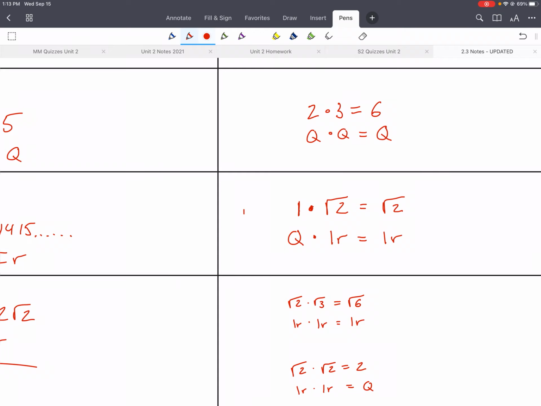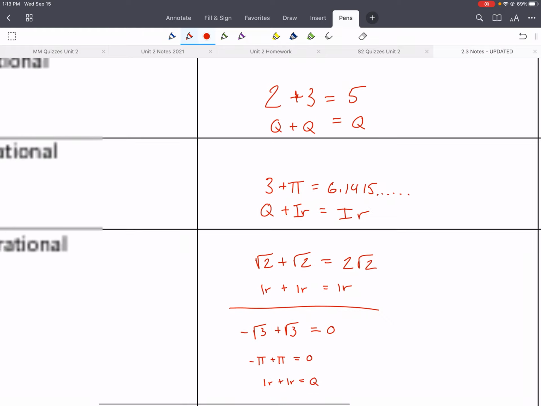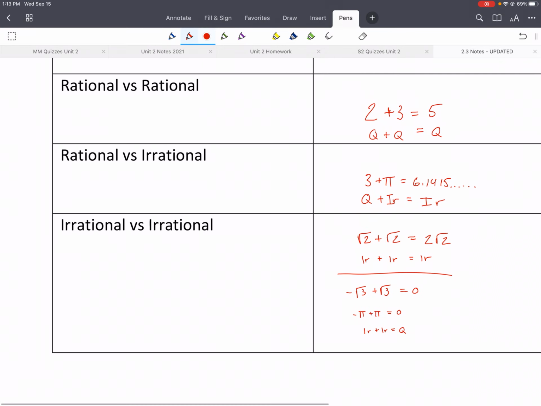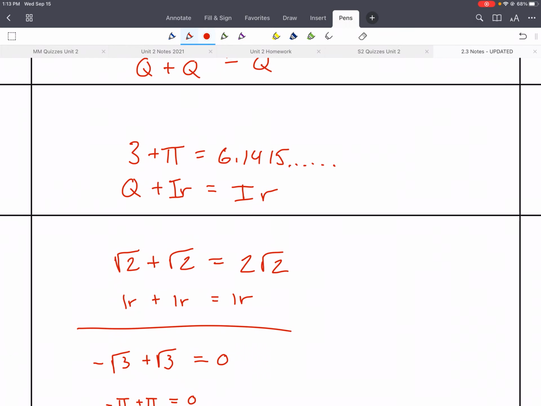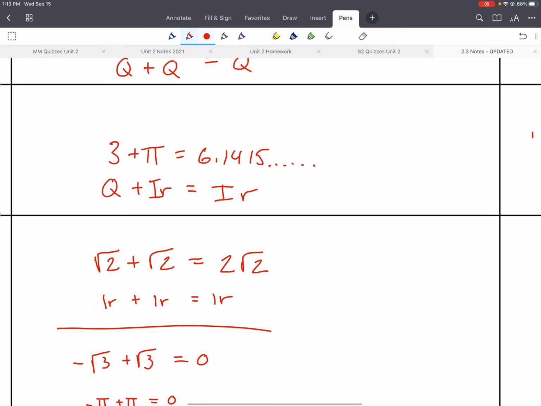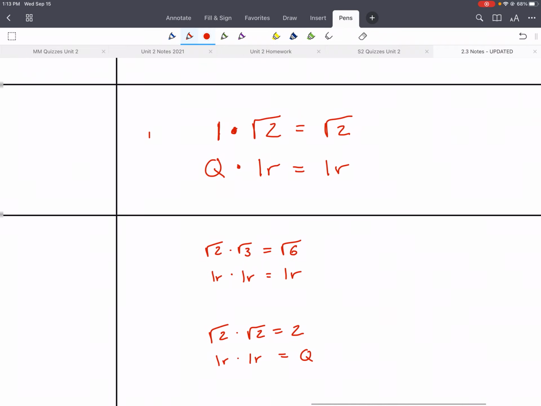of 6. All right, what happens if we have a rational and an irrational? So that's our next one, rational versus irrational. So here we have 3, which is rational, and pi is irrational. If you add those together, we end up getting 6.1415 dot, dot, dot, okay? And it's still irrational. You could look at more decimals, you'd have no pattern, and it would just keep going. So irrational. And then multiplication with a rational and an irrational, we end up getting irrational. So that's a simple example.